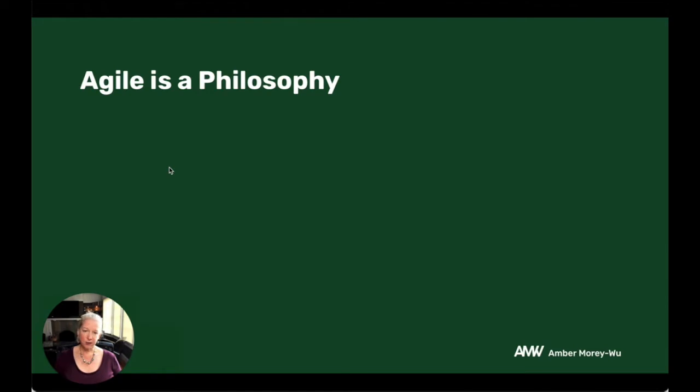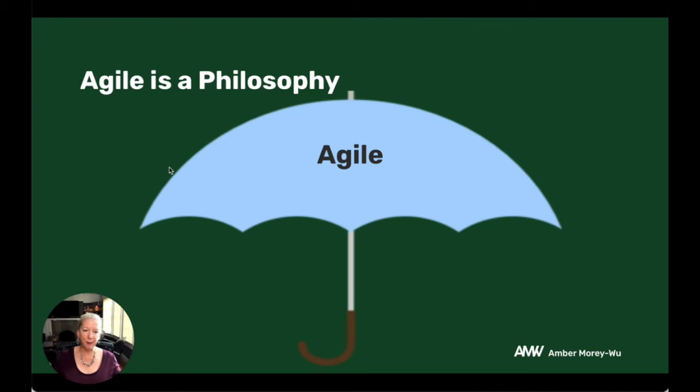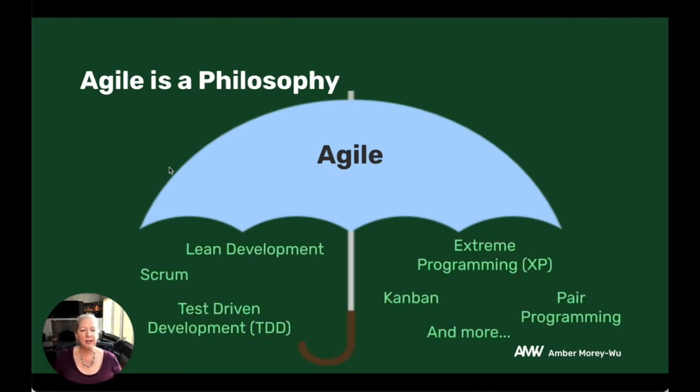So our next user story here is Agile is a philosophy. A lot of development frameworks and techniques fall under what I call the Agile umbrella. Under that umbrella of philosophy are all sorts of things like lean development, extreme programming, pair programming, TDD, which is test-driven development, and two of the most popular ones you've probably heard of, which are Scrum and Kanban. So remember, big umbrella philosophy, lots of techniques and frameworks underneath that philosophy.